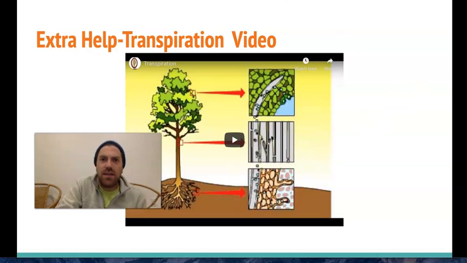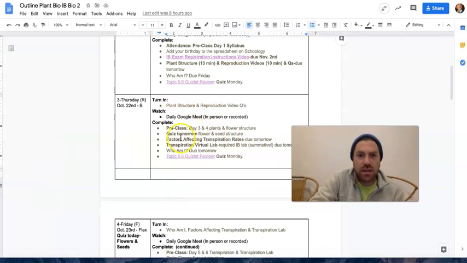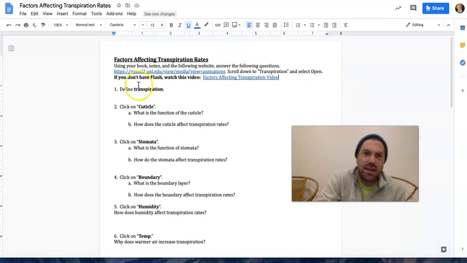All right, so today, if you're looking at the plan, we are going to be doing the factors affecting transpiration rates and the transpiration virtual lab. I might make the transpiration virtual lab due on Monday because we're having some flash issues. But let's hop over to the factors affecting transpiration. This is what it looks like. And if you have flash, you could go through it yourself.